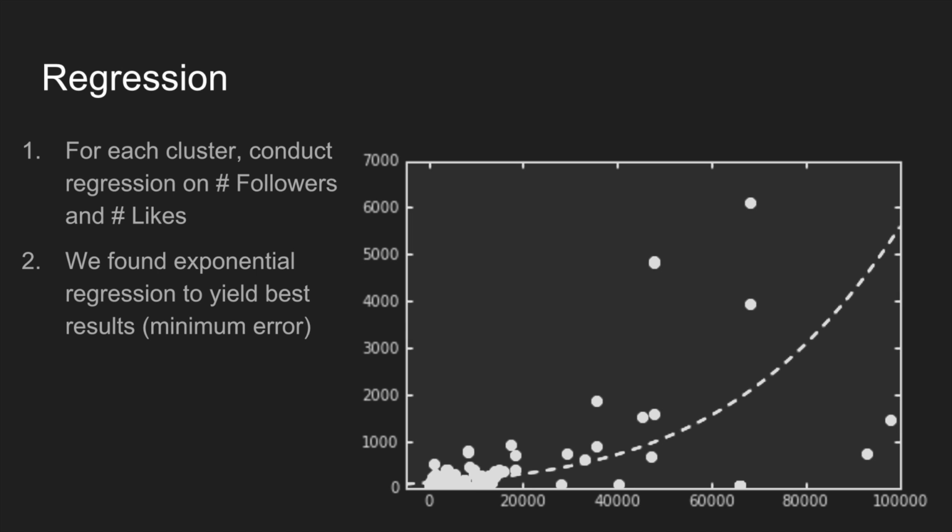And now with each of these clusters, we perform regression on the number of followers and number of likes. And we found that exponential regression yielded the best results and minimum error. Now, if we want to predict how many likes a photo can get, then we find out which cluster that photo falls into, and then we run it through the regression model to get the number of likes.